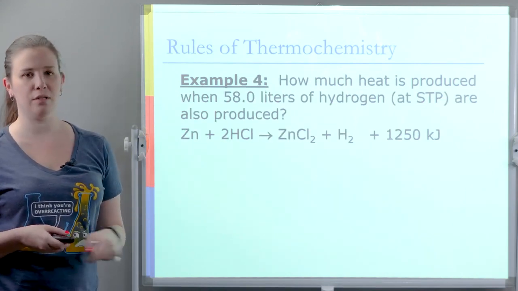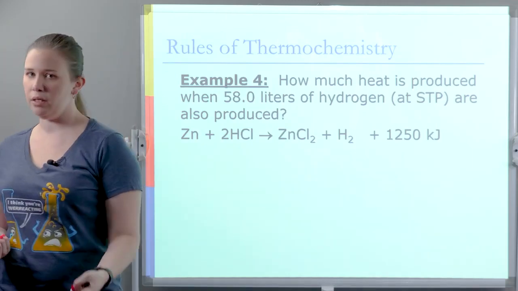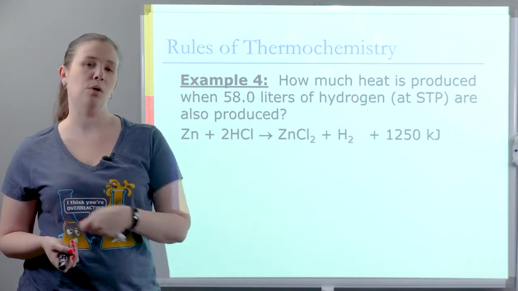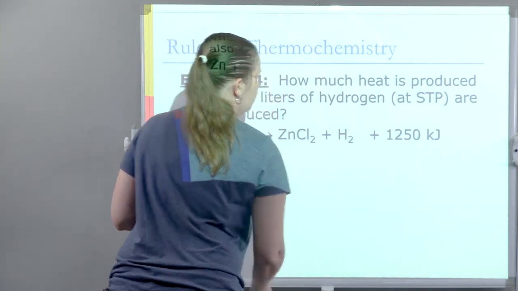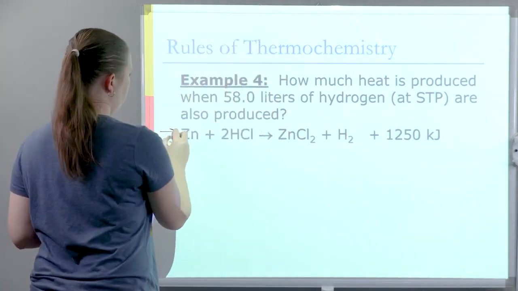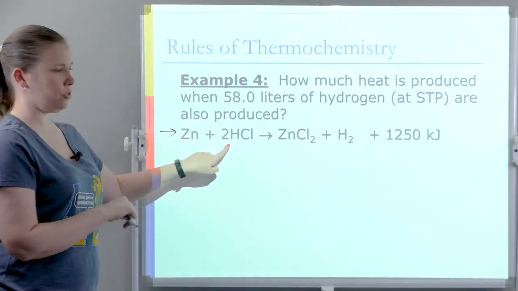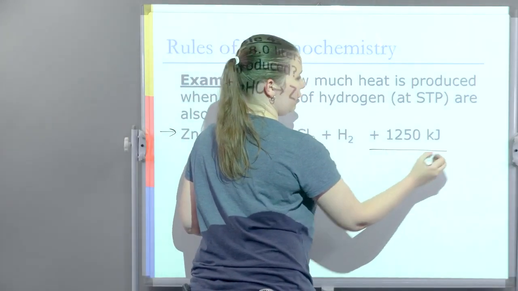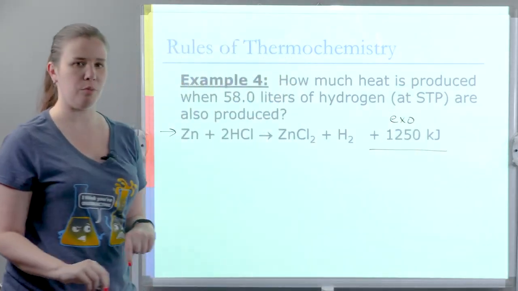I'm trying one where instead of grams, we come from liters, but notice it is at STP. So remember that 22.4 liters is equal to 1 mole at STP. We're going to be using that. So starting with talking about the equation, I have my mole ratios. Again, I have twice the hydrochloric acid that I do anything else. And again, I have heat on the product side, making it exothermic.